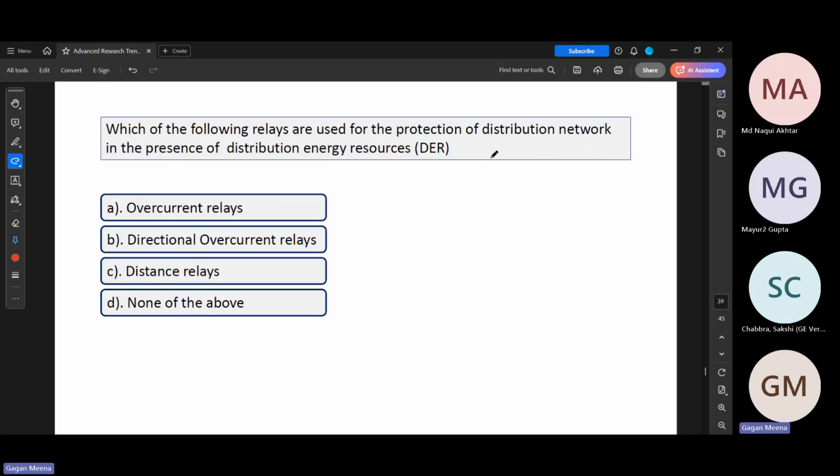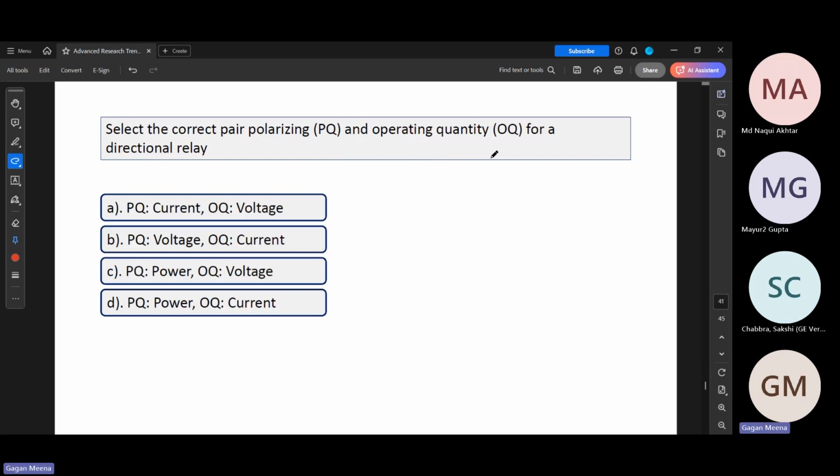Then the next question is, which of the following relays are used for protection of the distribution network in the presence of DR? It is the same question but in a different form. We have already discussed this. Directional overcurrent relays, B. The answer is B.